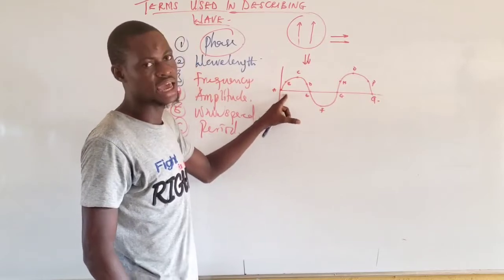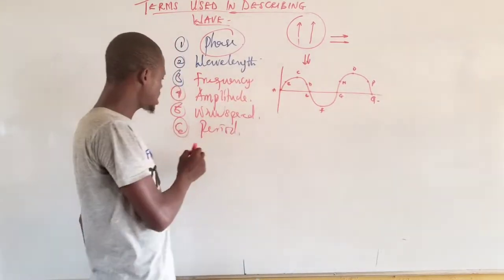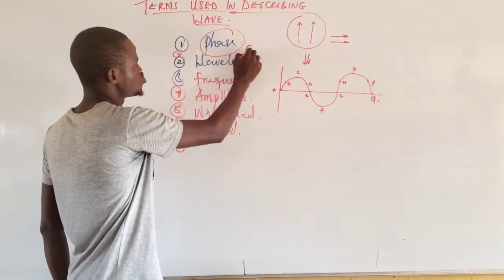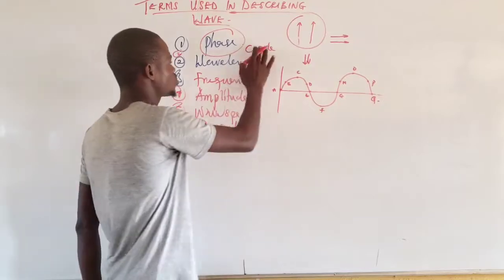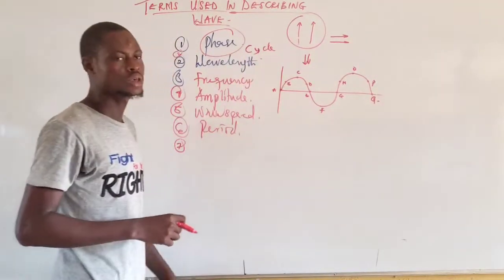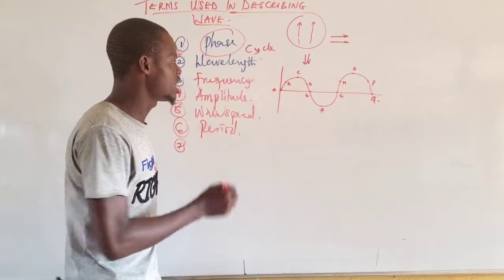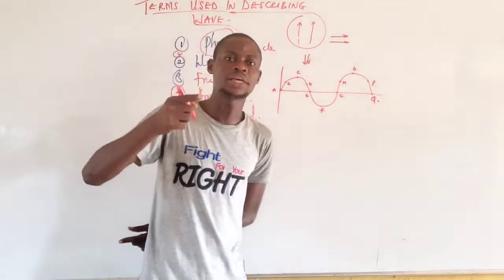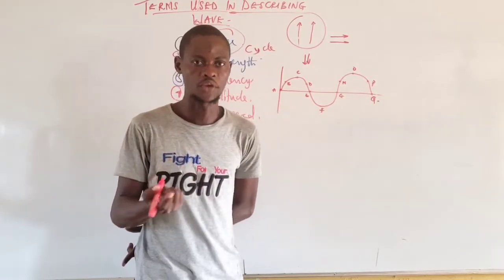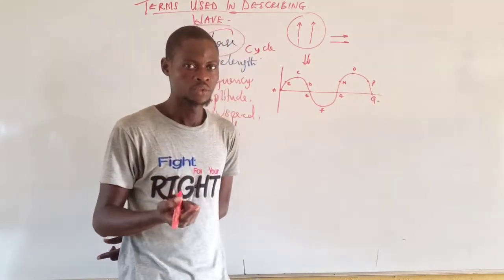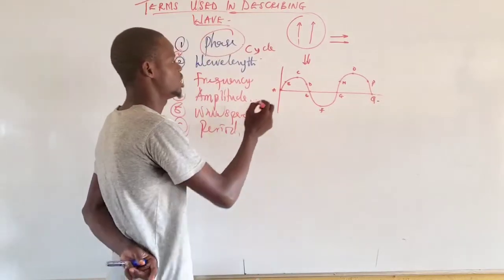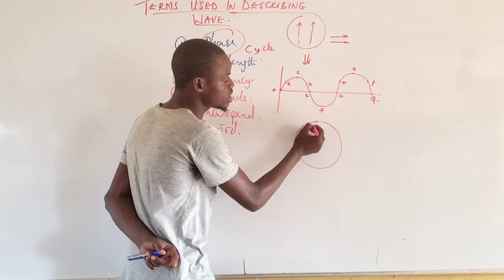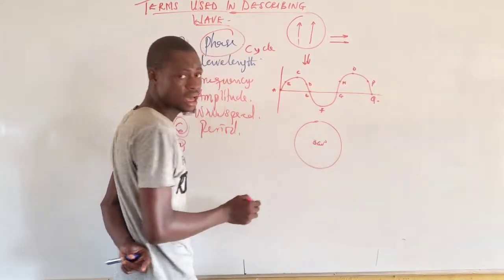Now, I forgot a cycle. That should be number two, a cycle, C-Y-C-L-E. I'm going to explain it like that. A cycle is a complete oscillation of the wave, or a complete movement of the wave. You can think of a normal circle: the total angle of a circle is 360 degrees, right?